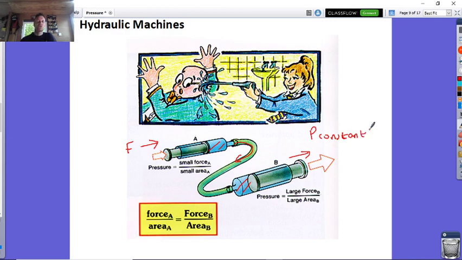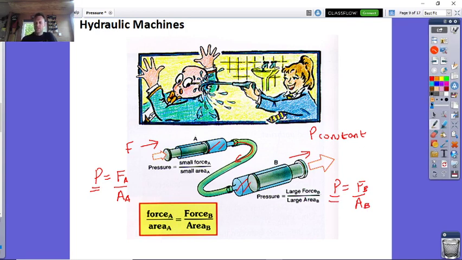Now, if you've got constant pressure, you can start looking at the pressure equation, because you know pressure is simply force divided by area. Looking at this one, you've got the force in A, and then you've got the area in A. In this one here, the pressure, again, is going to be force divided by area, but now you've got the force in B and the area in B. As I said before, the pressure is constant throughout this.